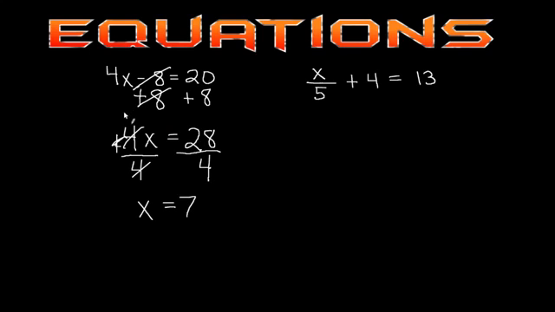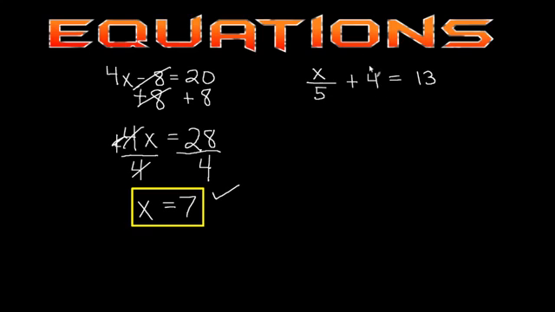Alright, so if we go back into our original equation, and we know that x is 7, 4 times 7 gives us 28. 28 minus 8, sure enough, gives us 20. So this checks out. Alright, let's look at our second equation.